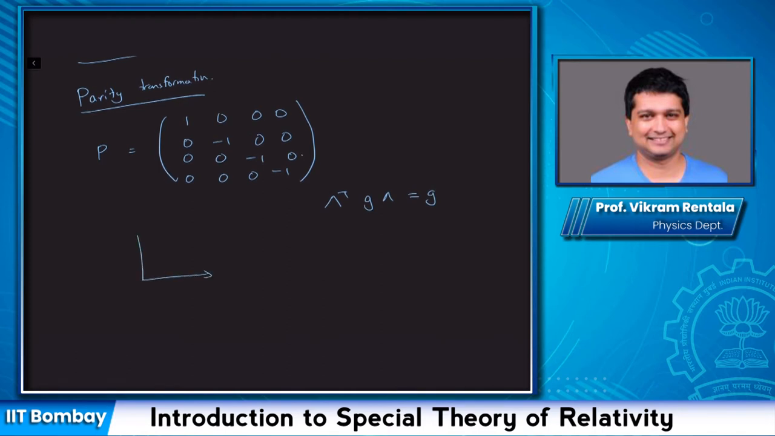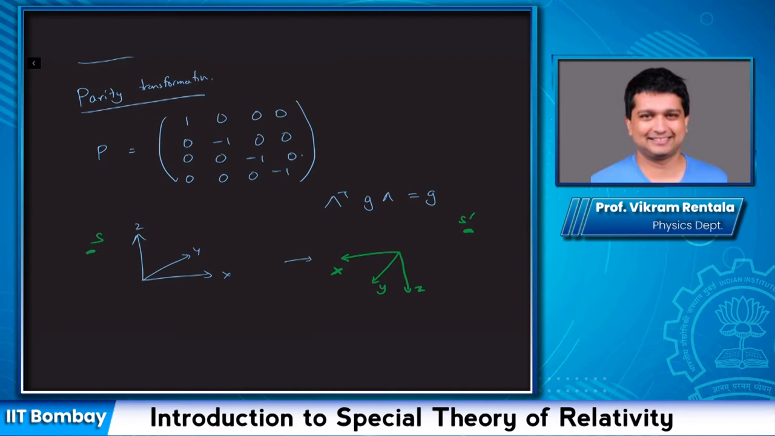And what this transformation does is it takes you from an observer who has axes x, y, z, and transforms this to an observer who has all his or her axes flipped with respect to the first observer. So this is an observer S. You go to an observer S prime who has axes which look like this. Now, the interesting thing is this set of axes of observer S prime cannot be achieved from observer S's axes just by a rotation.